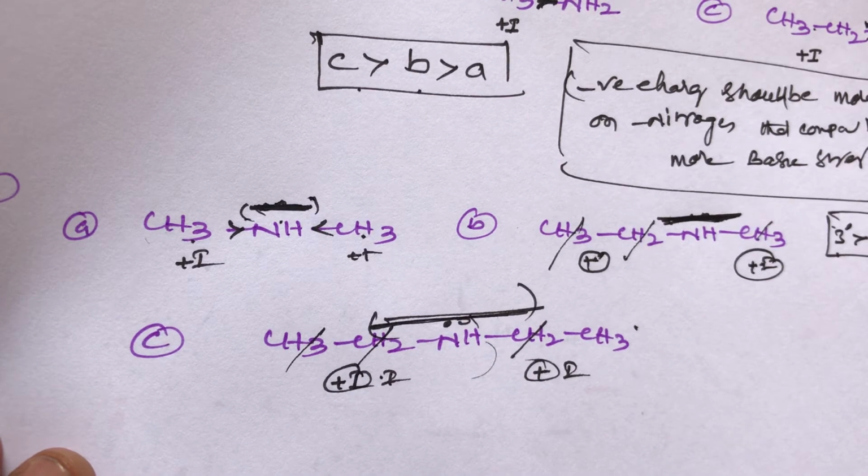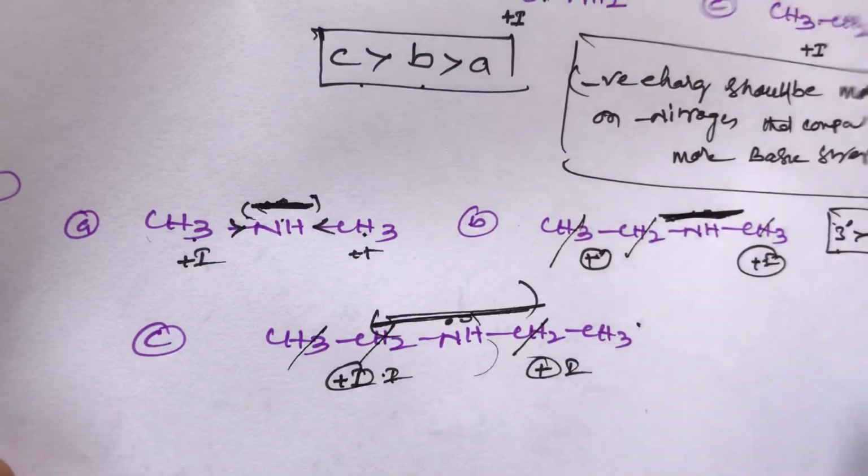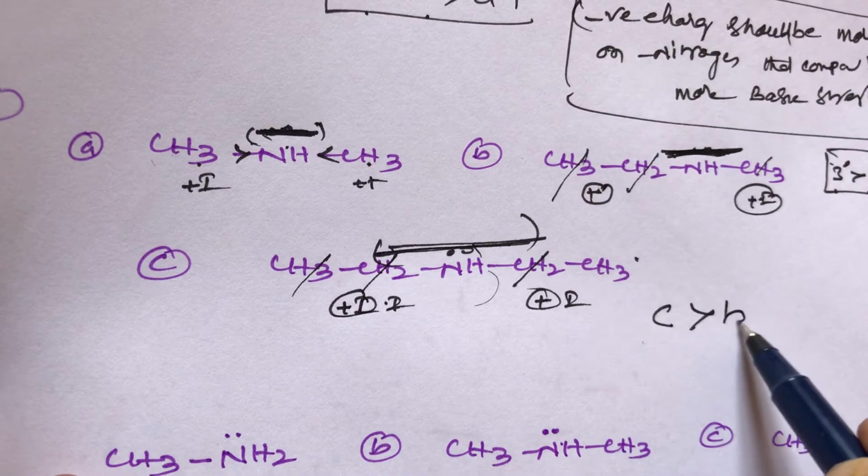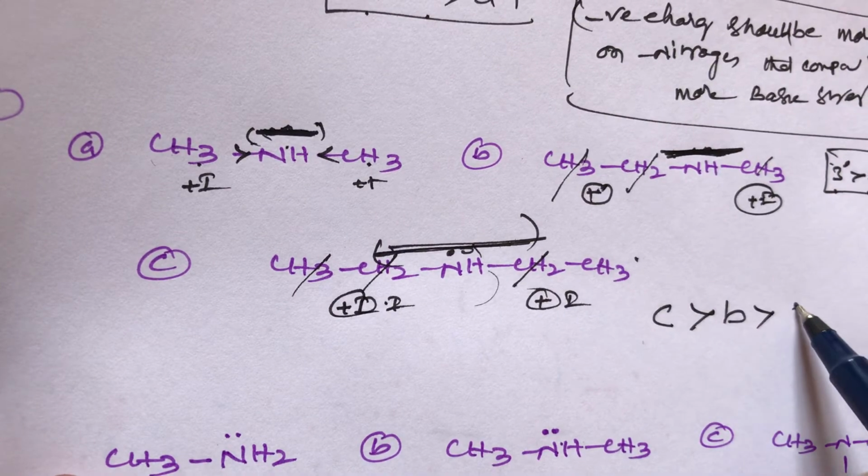Basic strength is directly proportional to the density. More density is there, that means more basic strength. So out of these three, which one is more? What is the basic strength order, student? That is, C compound is more basic than B compound, and B compound is more basic than A compound.